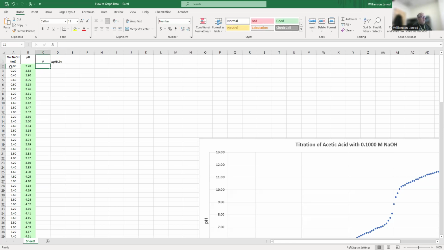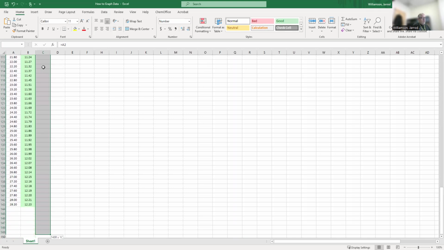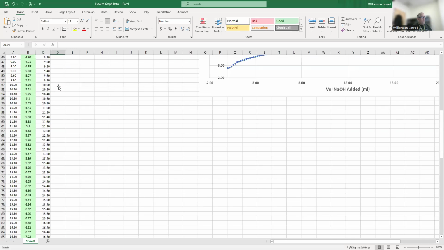Now I'm just going to copy this volume here down. So I'm going to write equals A2. And then I'm going to go ahead and copy this all the way down. So I'm going to go Control B and copy it all the way down.